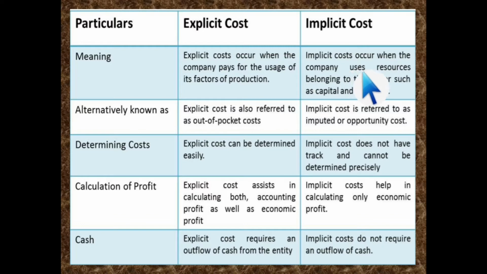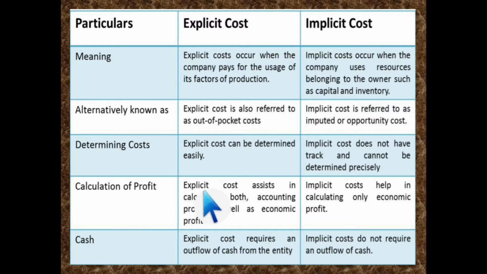When the company uses the resources belonging to the owner, that means just like I have told, the family laborer. It is also called out-of-pocket cost, and it is imputed and opportunity cost. Explicit cost can be easily determined because you just calculate how much I have paid out. But implicit cost is very difficult to track because so many things are imputed here. Like you cannot keep track of all the cell phone things which you have used.